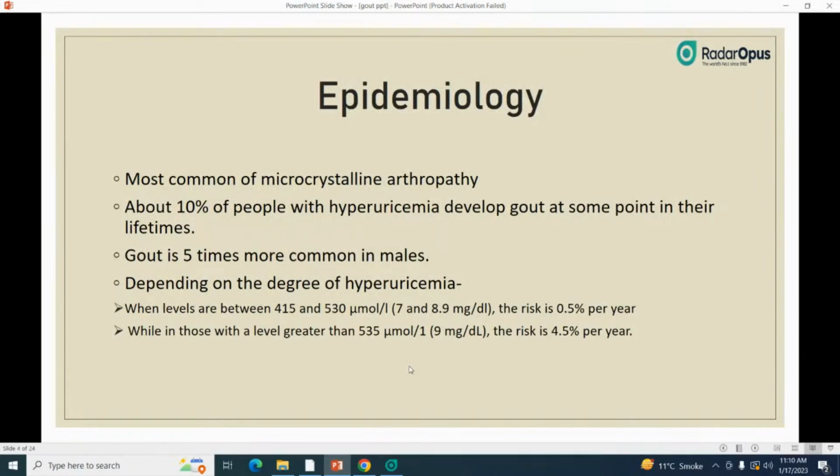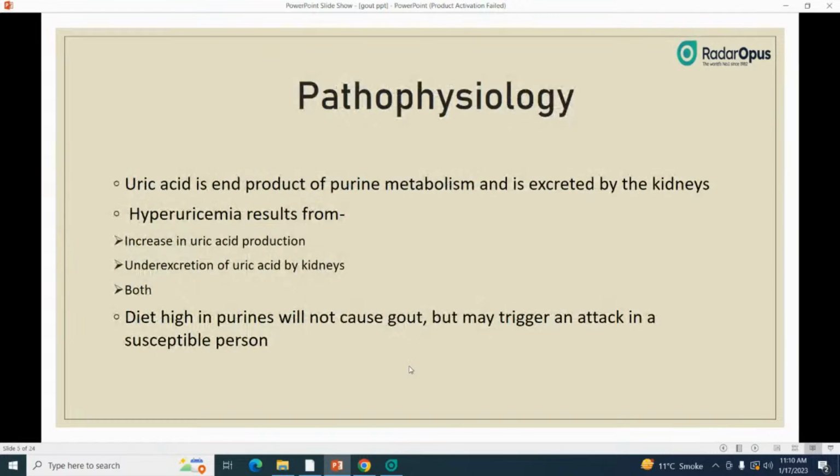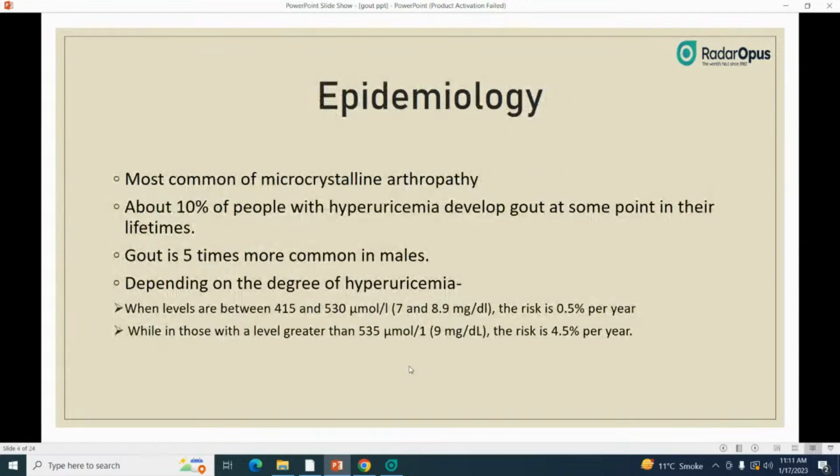Gout is the most common microcrystalline arthropathy. About 10% of people with hyperuricemia develop gout at some point in their lifetime. Gout is 5 times more common in males, depending on the degree of hyperuricemia, while levels are between 415 and 530 micromole per liter, while in those with a level greater than 535 micromole per liter. So in epidemiology, let me discuss more.